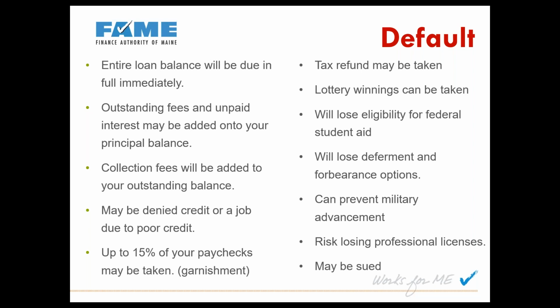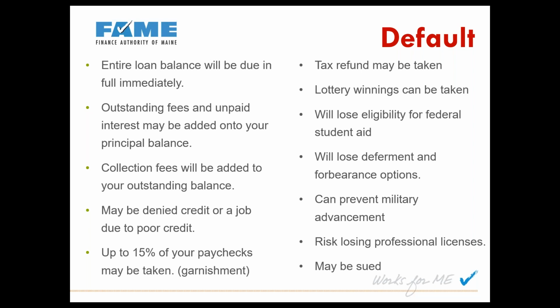You could lose eligibility for federal student aid. So if you want to go back to college, you can't apply for federal student aid. You also won't be eligible for Maine State grant. You can lose those deferment and forbearance options. It can prevent military advancement. You could lose a professional license and you could be sued.